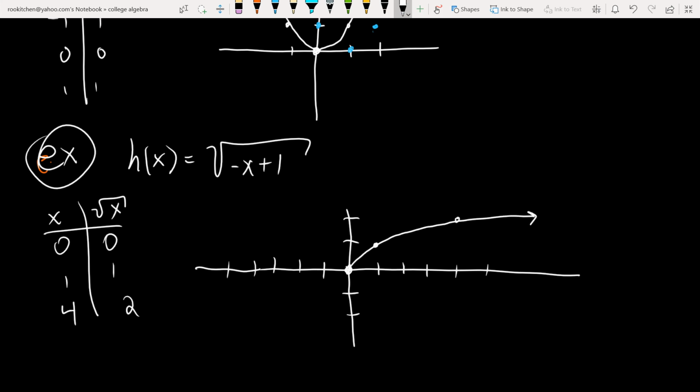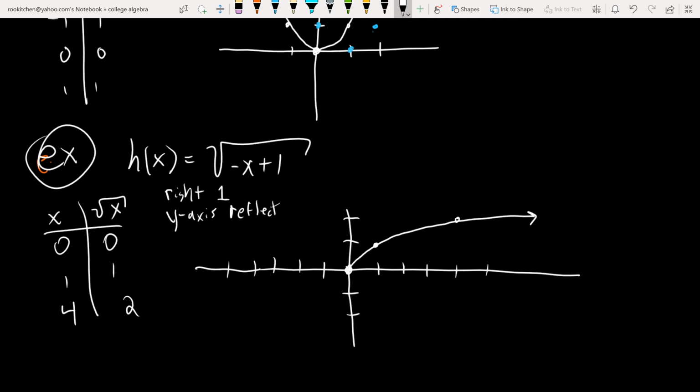And then what do I have? So the plus 1 is going to shift it to the left by 1, and then the negative in front of the x is going to be a y-axis rotation. Okay, so I have to do the horizontal shift first. You can even write down, okay, there's a right shift 1, and then a y-axis rotation, or reflection, I guess we're calling it.